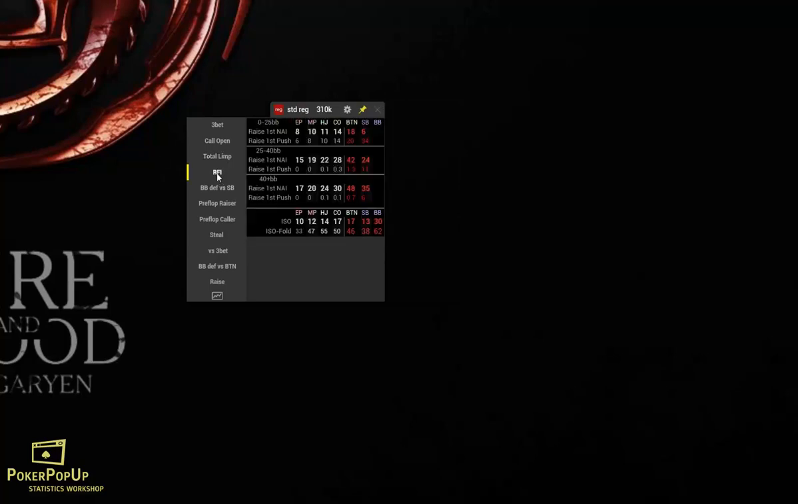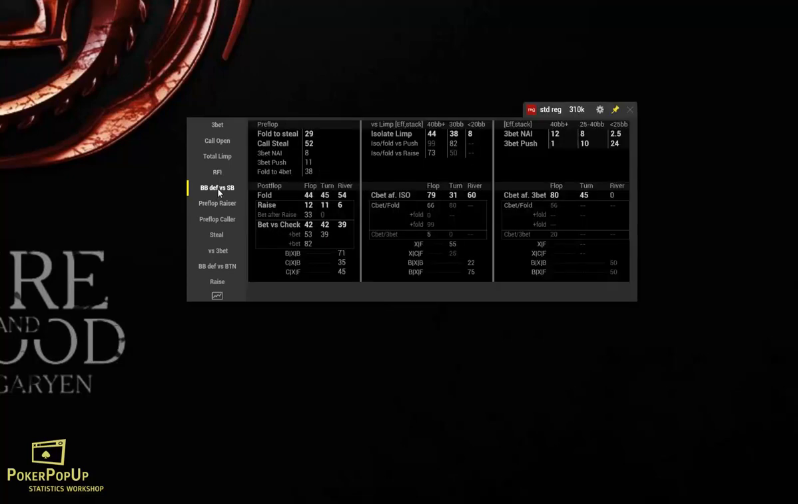Next block is raise first in. It's also split by stack depth and raises non-all-in and all-in. The lower lines are isolation raise and isolation/fold to 3-bet. Next comes big blind defense versus small blind. Here we can see fold to steal call, 3-bet non-all-in, 3-bet all-in, as well as fold to 4-bet.